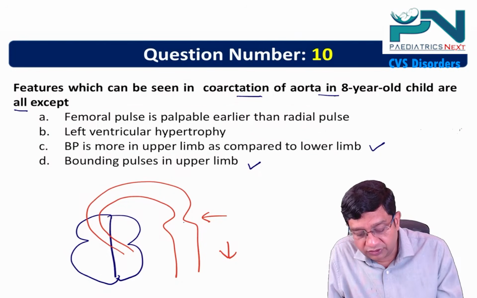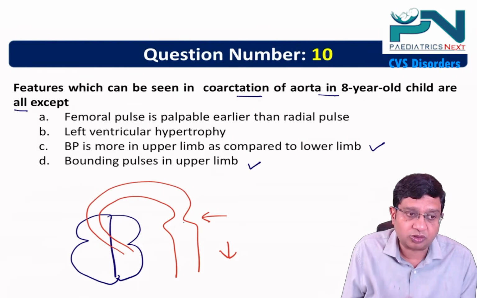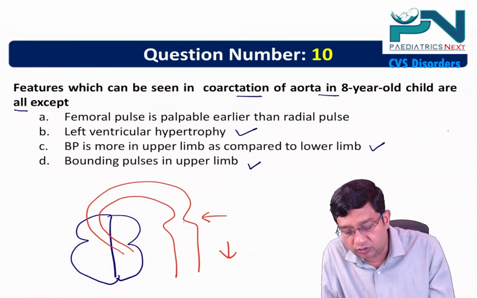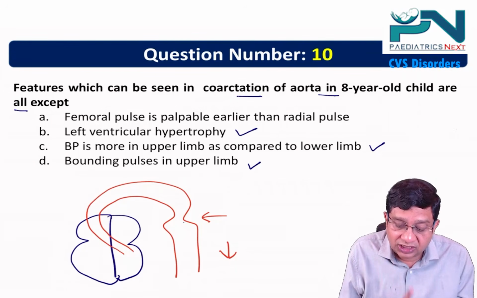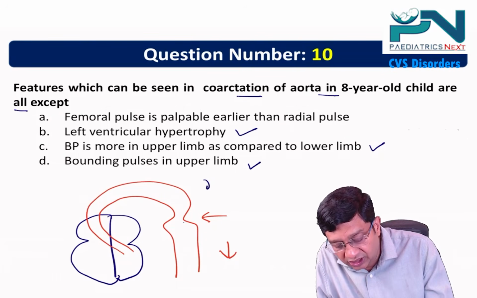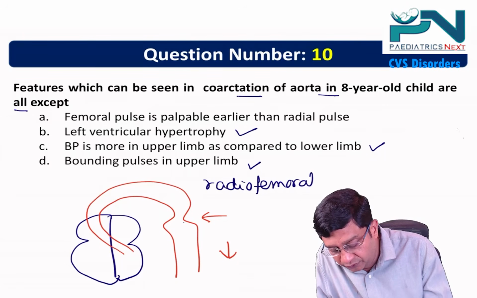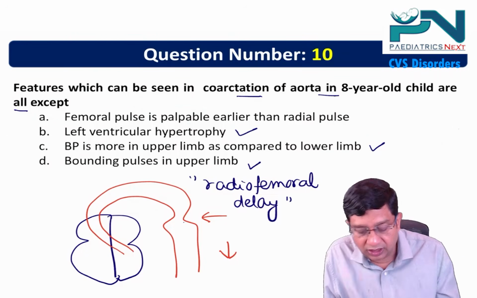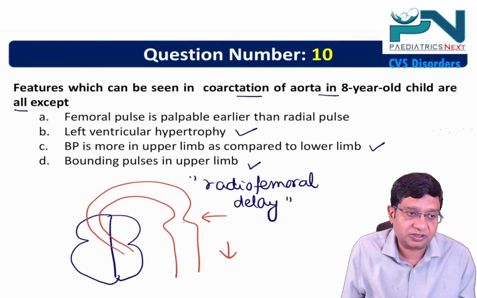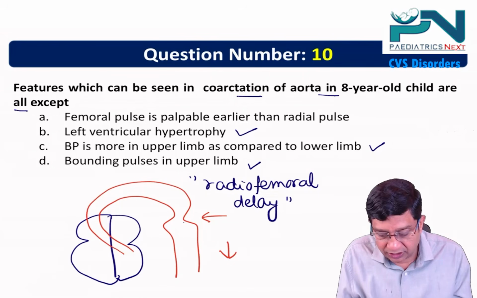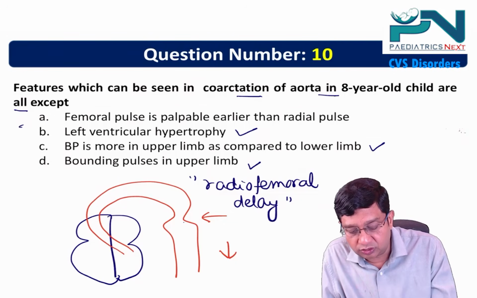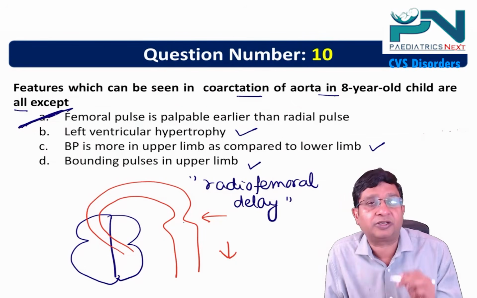Now, because of this coarctation, the left ventricle needs to apply more force, causing left ventricular hypertrophy. But in this case, there is radiofemoral delay. The meaning of radiofemoral delay is that the radial pulse is palpable earlier than the femoral pulse. So this is not correct here, right?